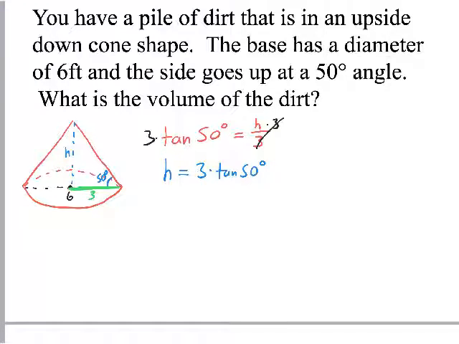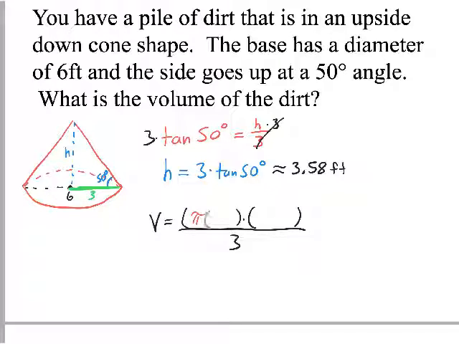Now I'm going to get the approximate for that using a calculator. What I get is 3.58 when you round, and that would be in feet. So that's the height, a 3.58 feet tall pile of dirt. Now I want to find the volume. Volume for a cone is your base times your height divided by 3. Our base is pi r squared. It's a circle.